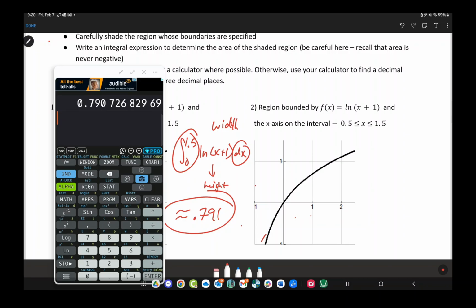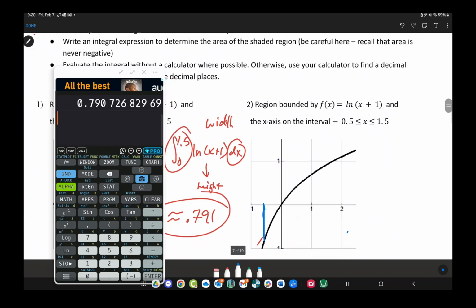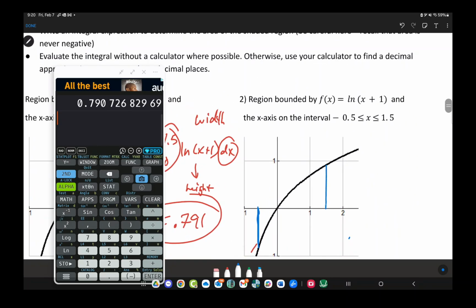Now, if I wanted the region bounded by the same function, but my interval changes from negative 0.5 here to 1.5 here. Okay. Now, we are finding the area bounded by these two functions. And the two functions are basically y equals 0, the x-axis, and y equals natural log of x plus 1.